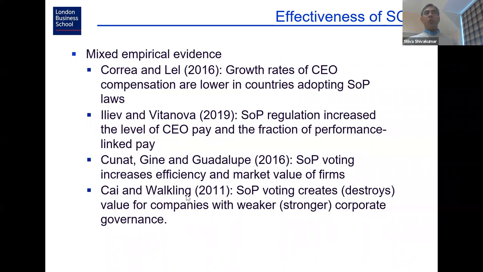But Kai and Walking, when they look at the governance aspects of SOP voting, they found that the SOP voting actually created value for companies only with weak governance or those that were having excessive compensation. But in all other cases, the SOP voting was actually destroying value. So as a result, whether SOP has been effective or not has been a relatively mixed bag.